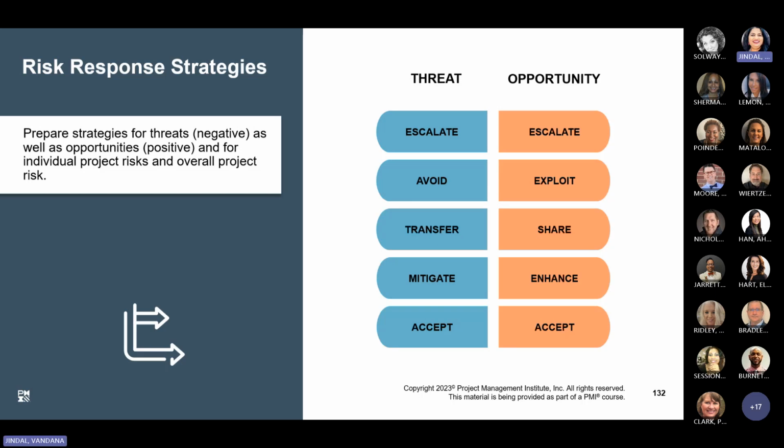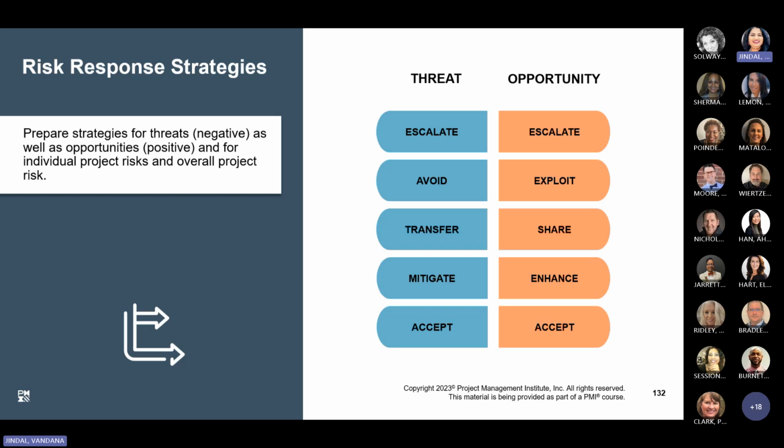In that case, your escalate definition would be, so let's say a project team identifies an opportunity that could greatly benefit the project, but it's outside their scope. So let's say they identify a potential partnership with another company that could accelerate the project completion, but it requires high executive level negotiation. So that's how you escalate to the higher level because there is an opportunity there.